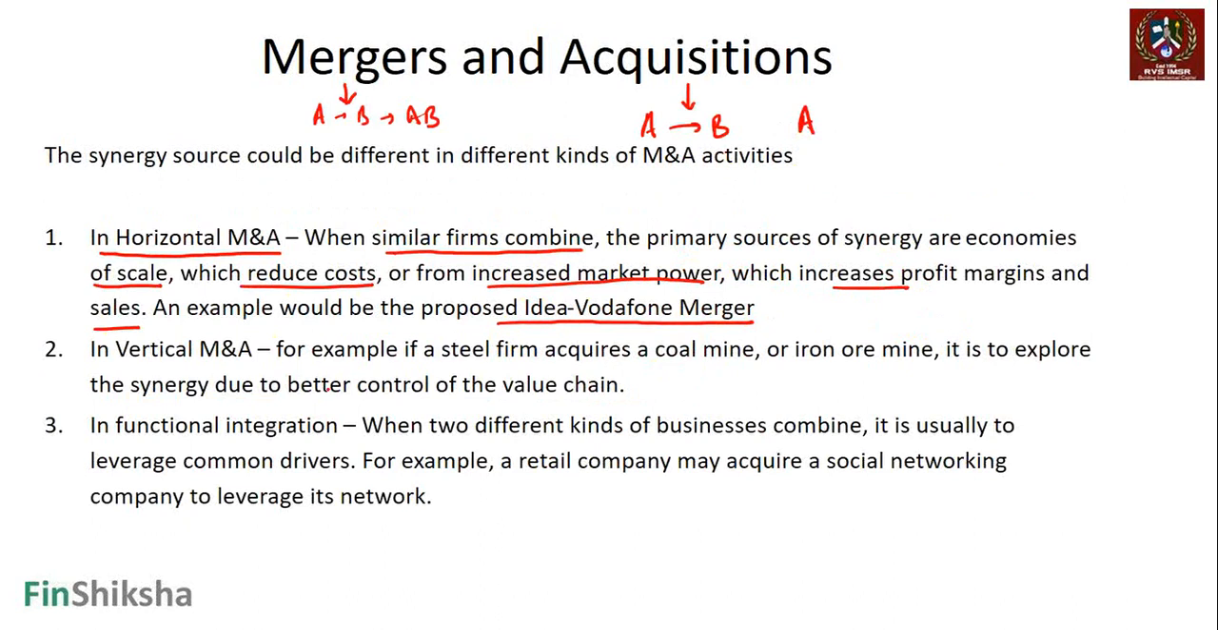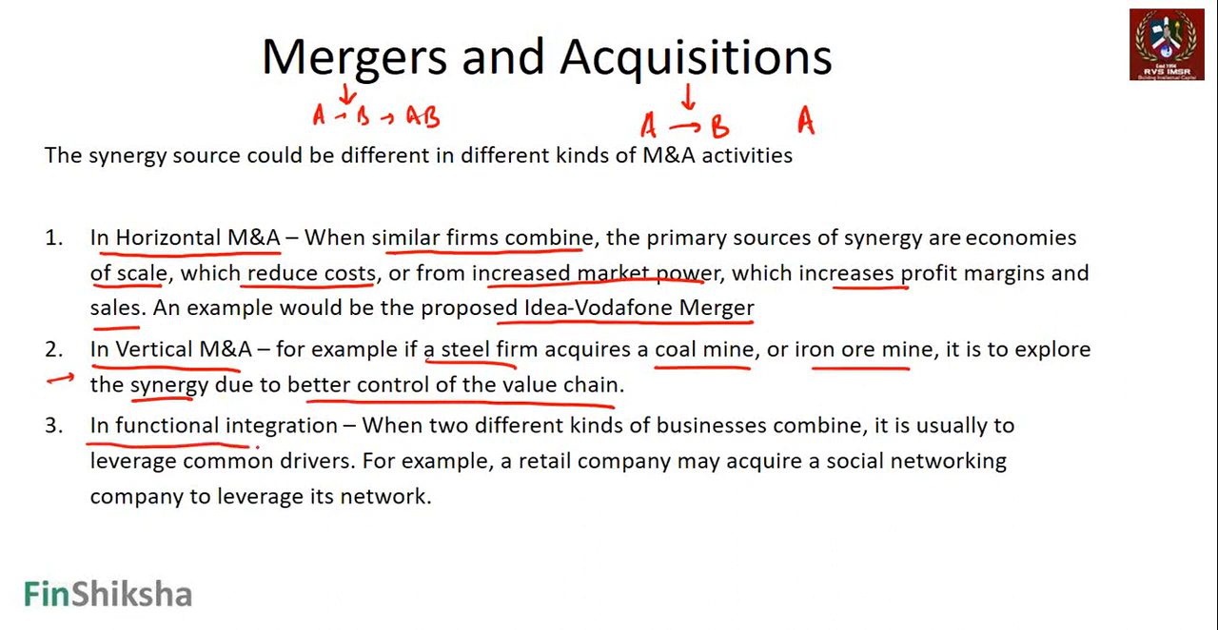and their costs would be lower. Vertical M&A is basically acquiring something in your value chain itself. So if a steel company acquires a supplier like a coal mine or an iron ore mine, this is a vertical M&A. You're trying to acquire either a supplier or a customer in your chain of business. And the synergy is due to better control of the value chain. You are saying that I can control the raw material cost, and I can control the way my product is being shipped out from my business. That's basically the idea of a vertical M&A.